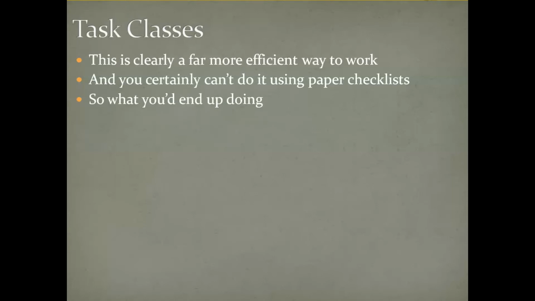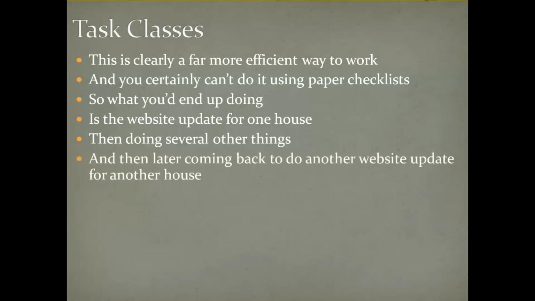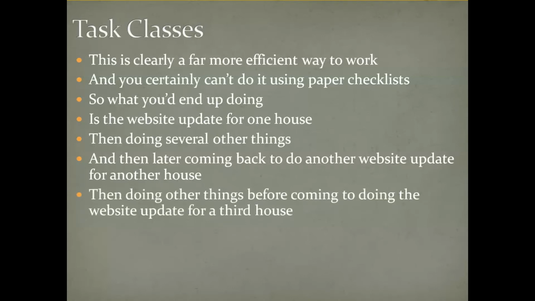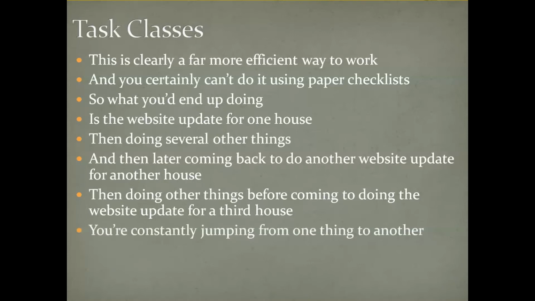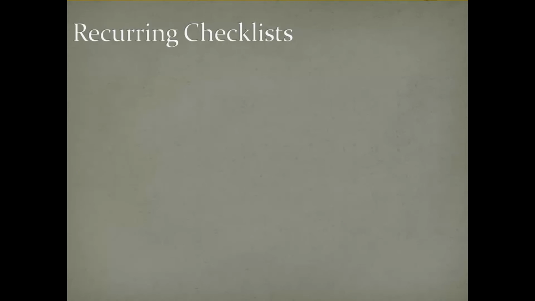So this is clearly a far more efficient way to work, and you certainly can't do this using paper checklists. So what you end up doing is the website update for one house, and then going and doing several other things and going to another checklist, and then coming back to do another website update for another house, and then doing some other things before coming to do the third website update for a third house. So you're constantly jumping from doing one thing to another, which is ridiculously inefficient, but yet this is how a lot of us work all the time.